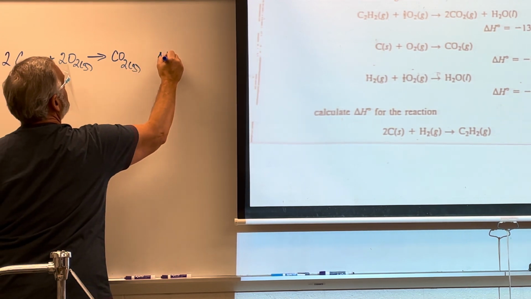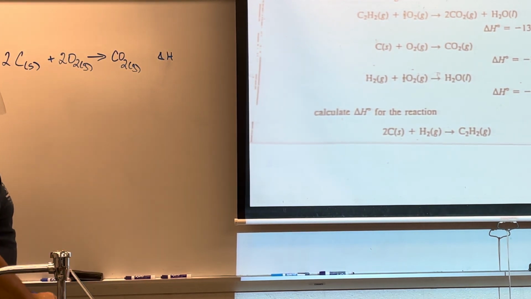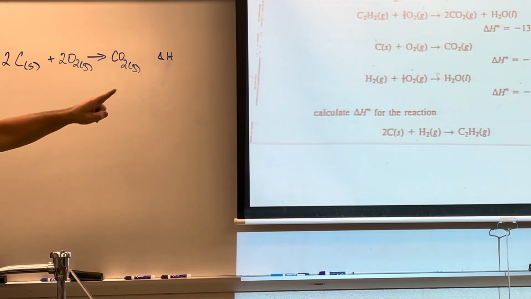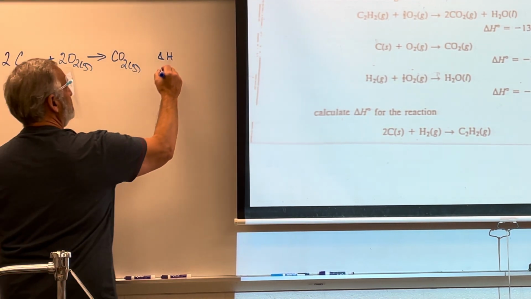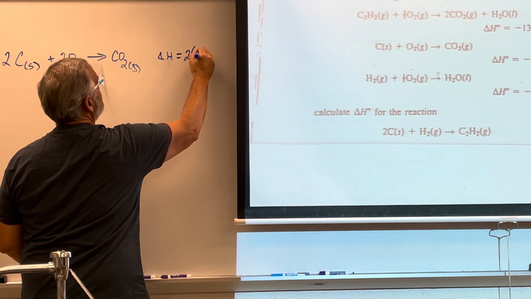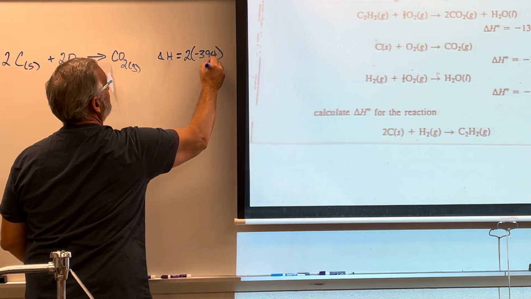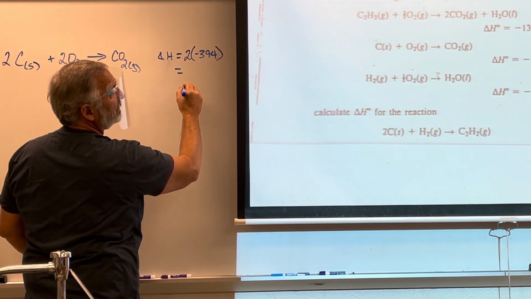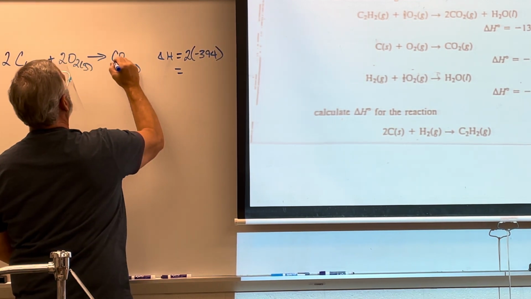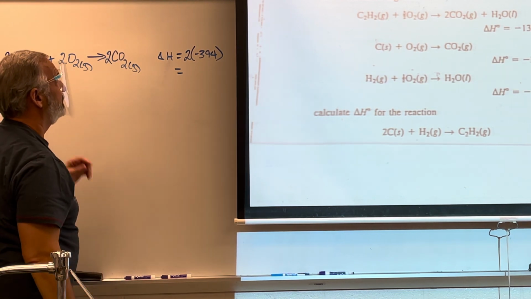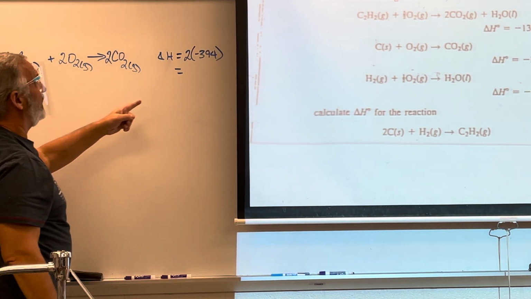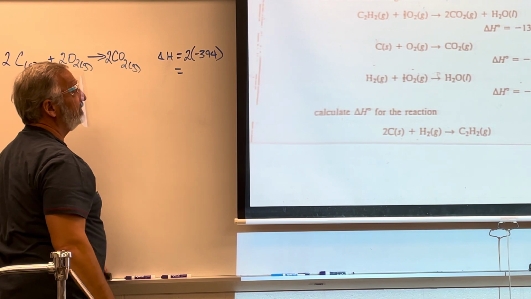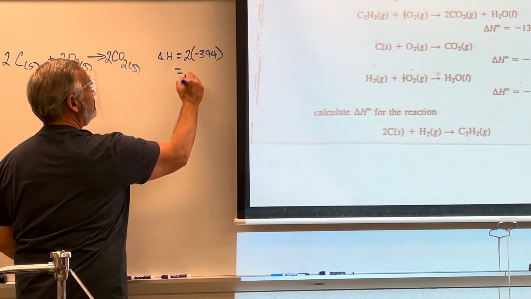And then delta H, since I multiplied it by 2, what do I have to do to delta H? Times 2. It's going to be 2 times negative 394, since it's 2 CO2. So that comes out to equal negative 788.